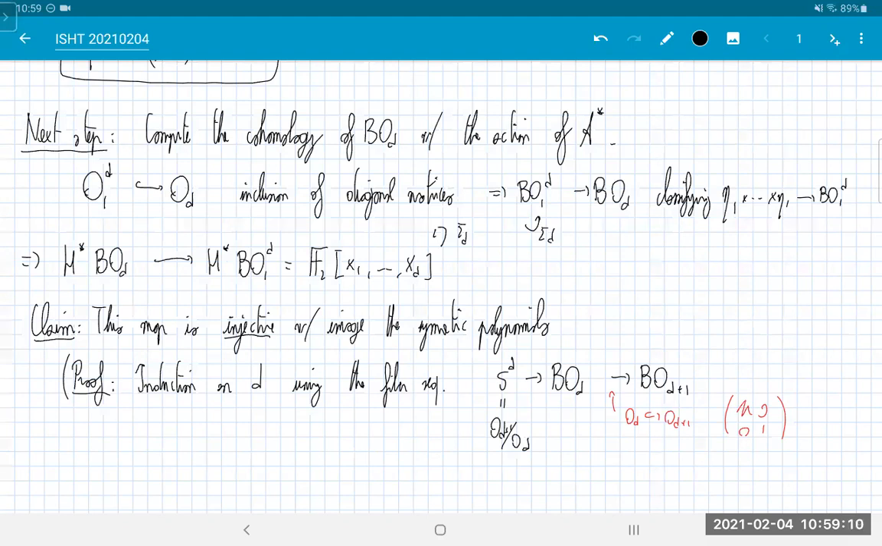And why is this the fiber? Well, this is actually a general statement. But in this particular case, you can take the fiber because I gave you, remember, an explicit contractible space with a fibration to BOD. And you can actually compute the fiber product there and see that it is exactly SD.